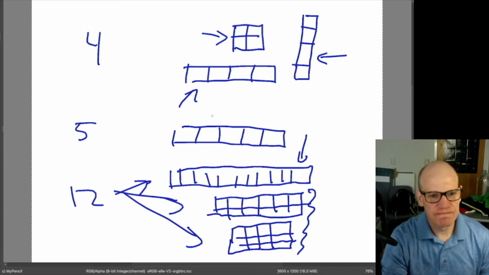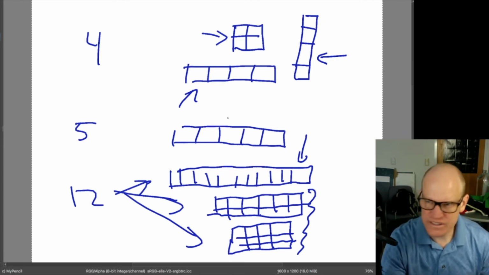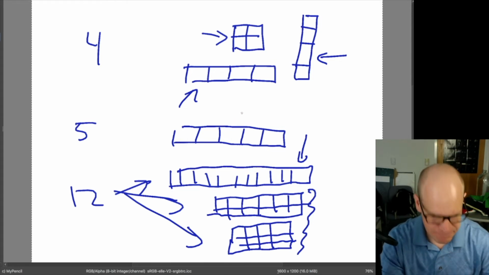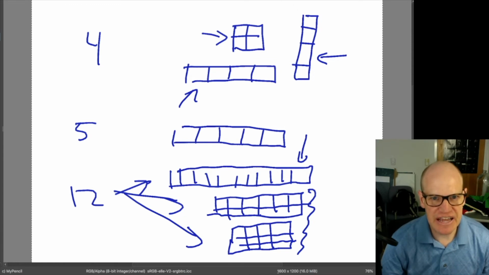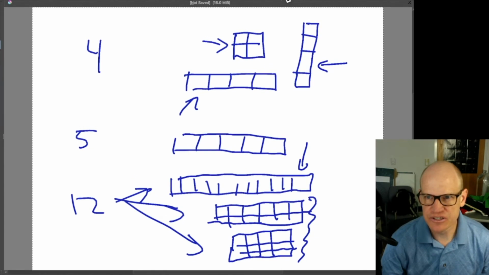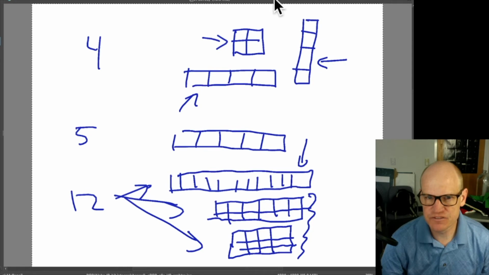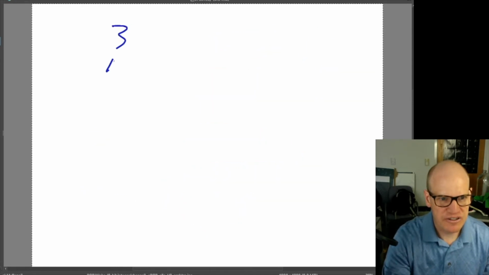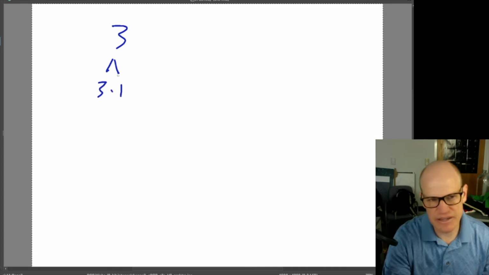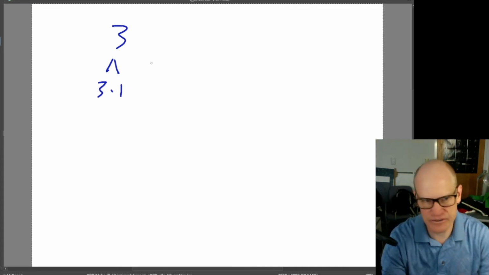So one of the things that's going to be an important concept in algebra is that any number can be factored into a set of prime numbers. If you start with a prime number, then the factorization is 1 times that prime number, the identity. That's the only factorization that you have.